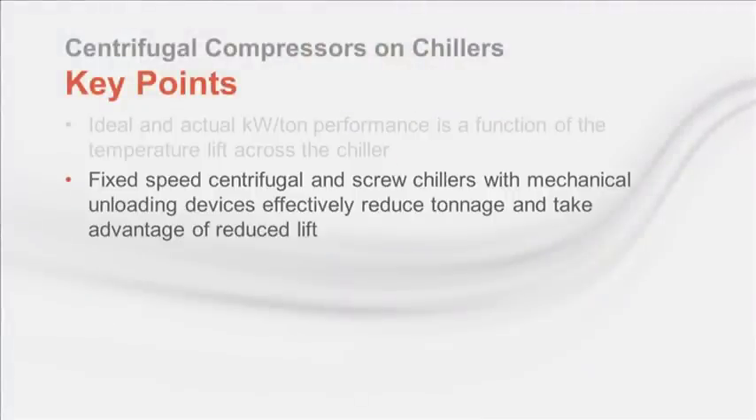And 2, that fixed speed centrifugal and screw chillers with mechanical unloading devices effectively reduce tonnage and take advantage of reduced lift. Brian explained centrifugal chiller operation and showed that even though compressor efficiency declined, the reduced work associated with lower lift conditions results in improved kW per ton performance. A bit later, we'll examine screw compressor performance. But now, let's have Brian help us understand variable speed centrifugal chiller operation.